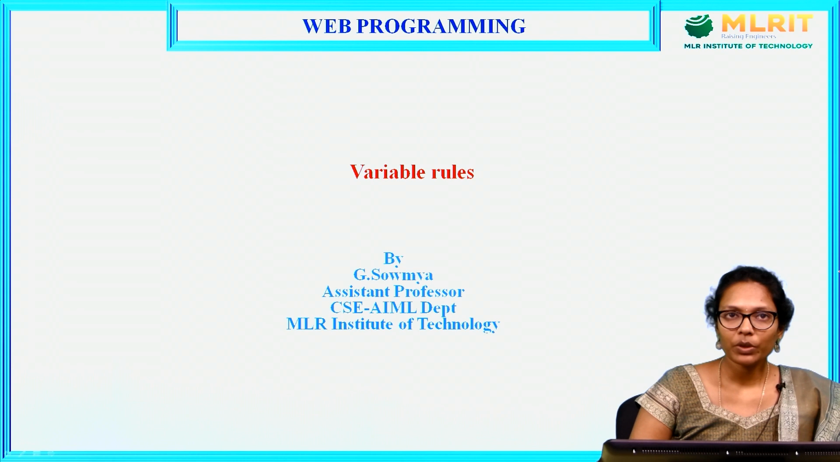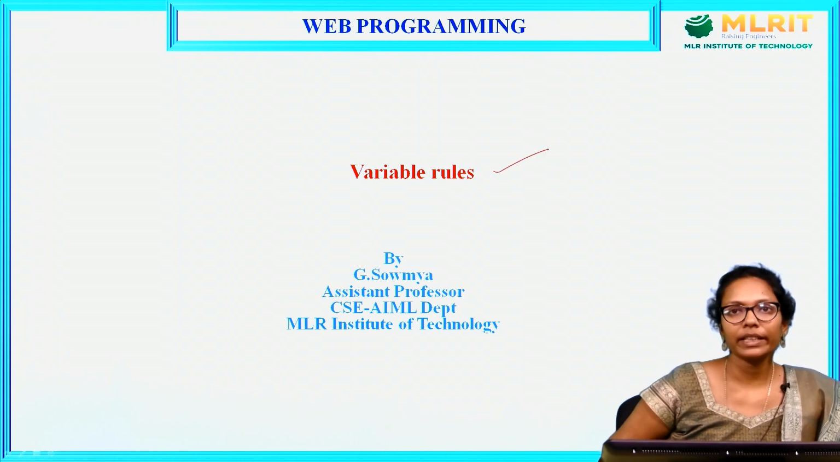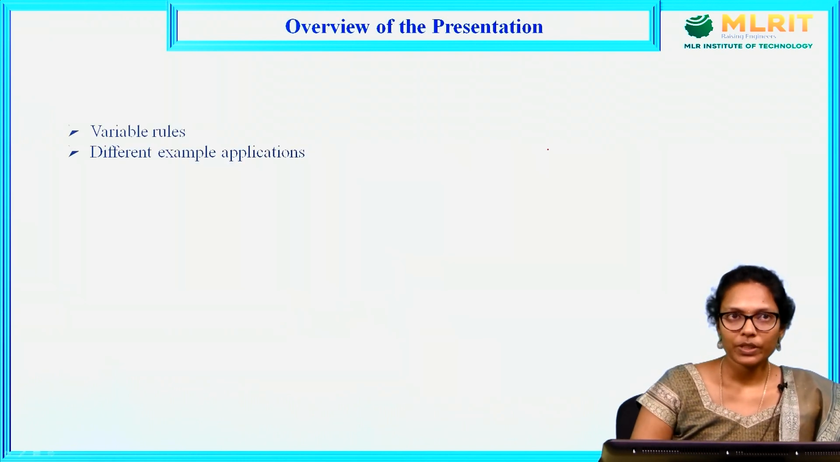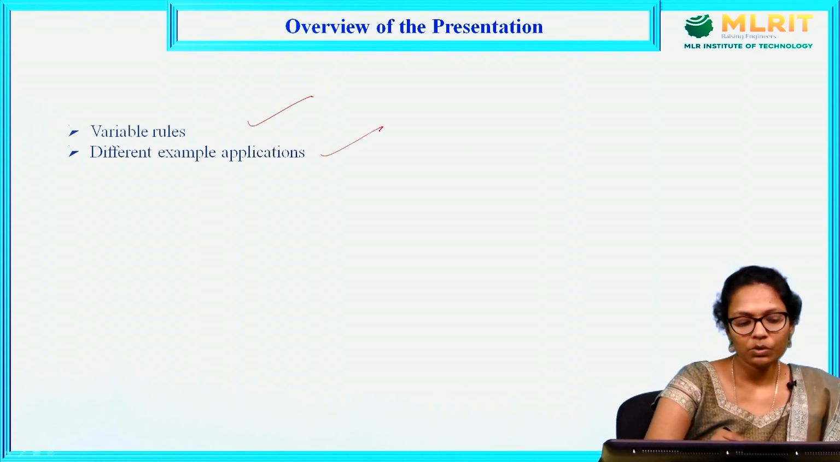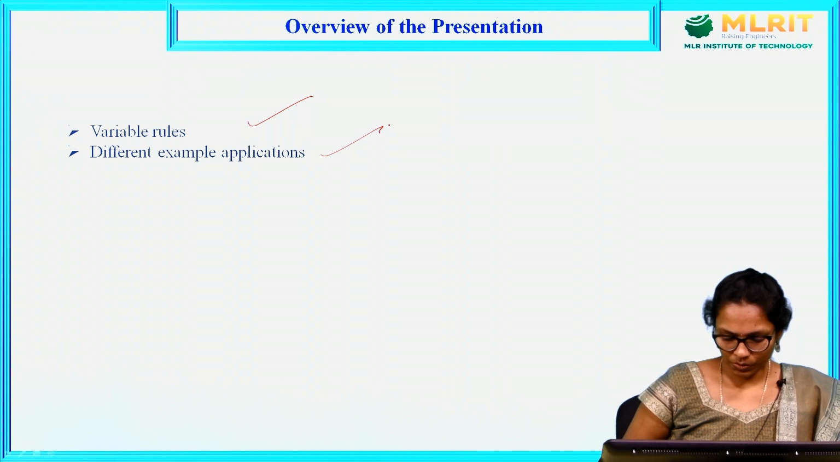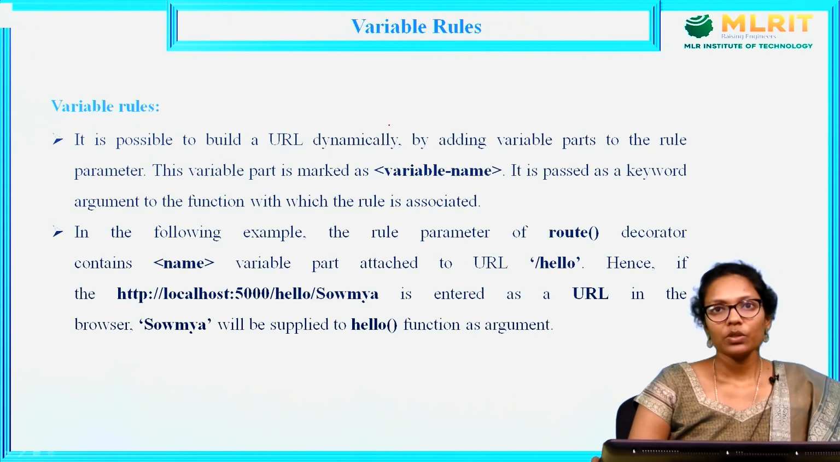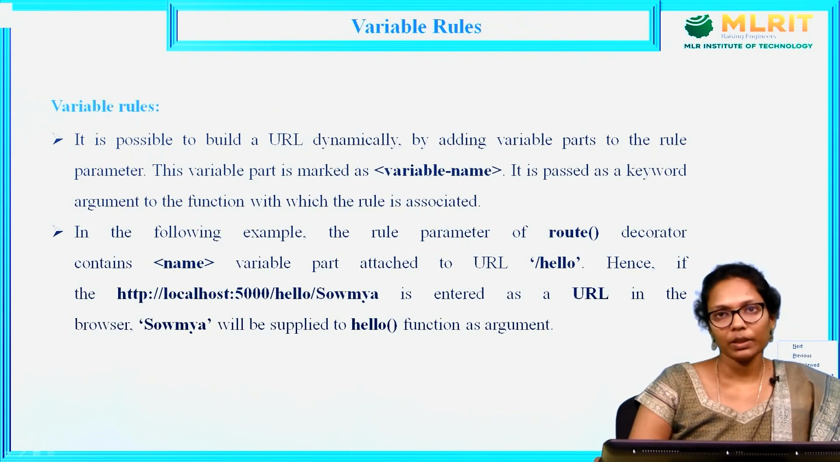In this video, we are going to discuss the variable rules in Flask. This presentation is going to cover different variable rules, and we will also see some example applications with these rules. We have many kinds of variables, like a string variable, an integer variable, or a float variable. We will discuss how to specify the variables, and how to specify the type if it is a different variable.